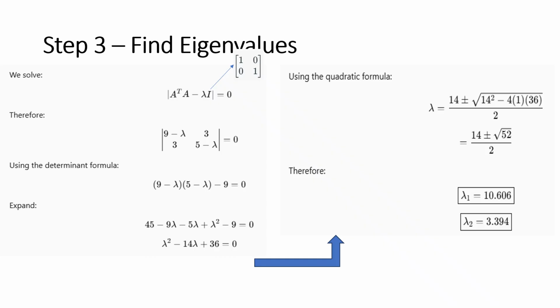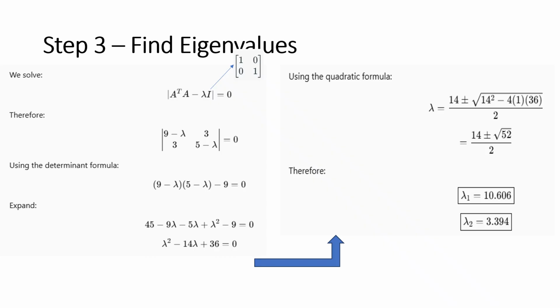To find the eigenvalues, you use the characteristic equation. You know how to find eigenvalues and eigenvectors, so follow whatever method you have been taught. Here we have used the characteristic equation: the determinant of A minus lambda I, where instead of A we use A transpose A, is equal to 0. I is the identity matrix, [1, 0; 0, 1], so when lambda is multiplied with this identity matrix, you get [lambda, 0; 0, lambda].